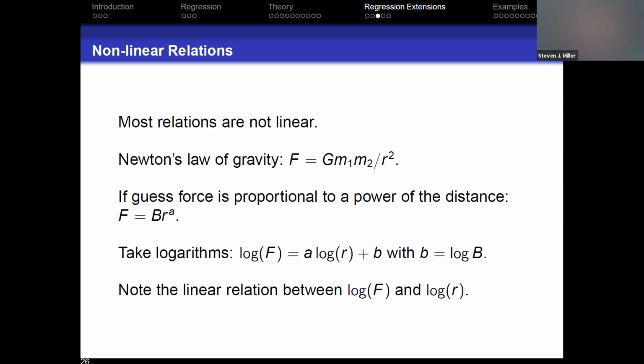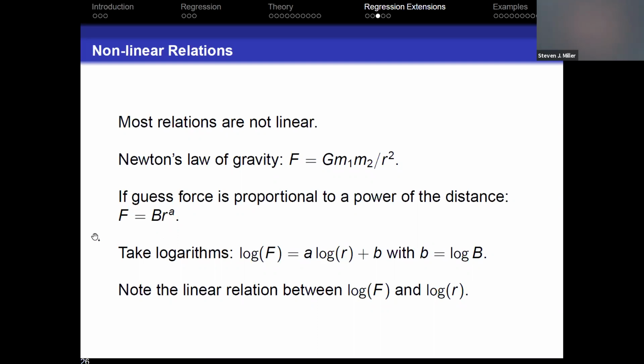So most relations, as I remarked earlier, are not linear. For example, we've talked a bit about gravity. So F equals g m1 m2 over r squared. So F is the force, g is Newton's gravitational constant, m are the two masses of the objects, and r is the distance between them. Imagine we guess that the force is proportional to a power of the distance between them. So we guess the force is some constant b times r to the a.